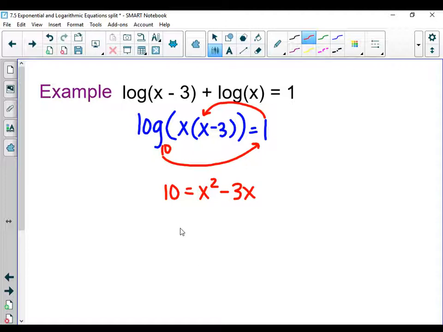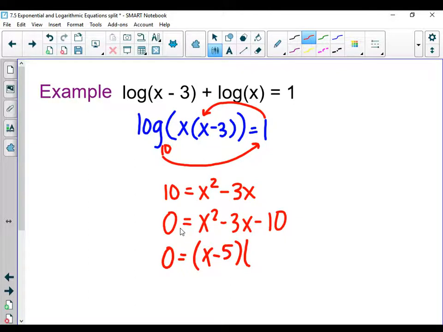So since we're multiplying, we're running into a quadratic. And we should be doing these in our slate by now because I feel like we've been factoring like crazy. x squared minus 3x minus 10. What are factors of negative 10 that get me negative 3? Negative 5, positive 2. So then I get x equals 5 and x equals negative 2.